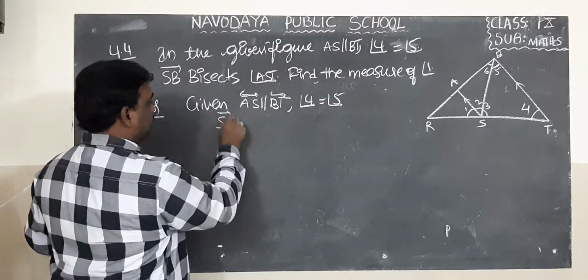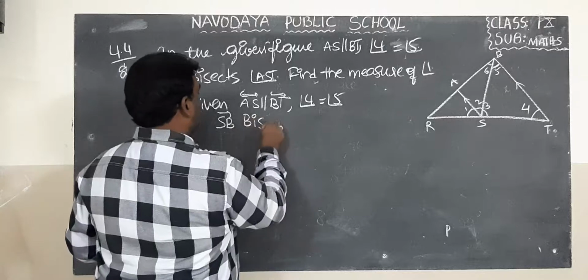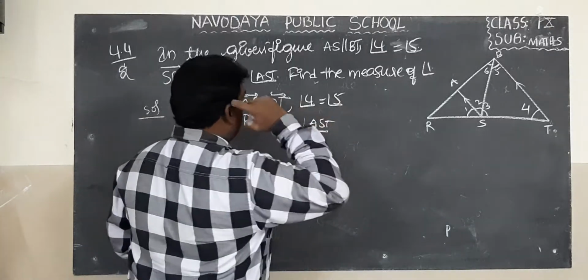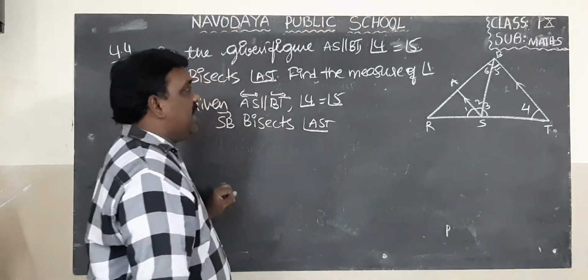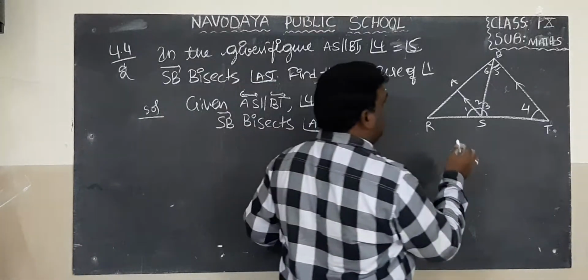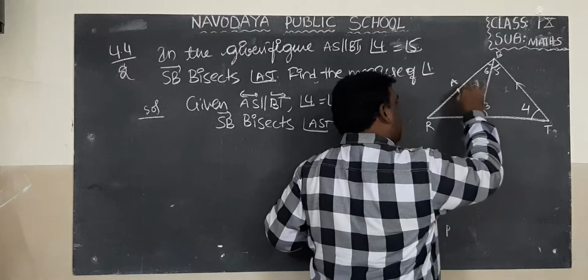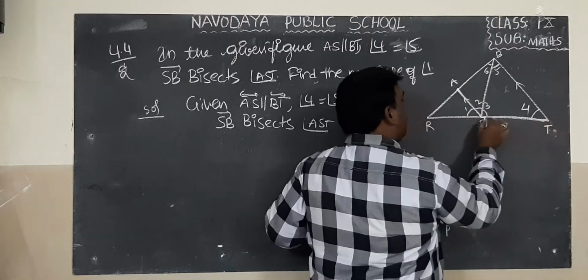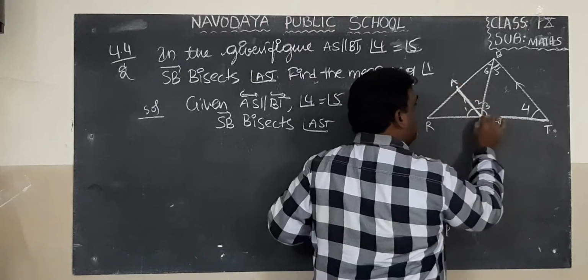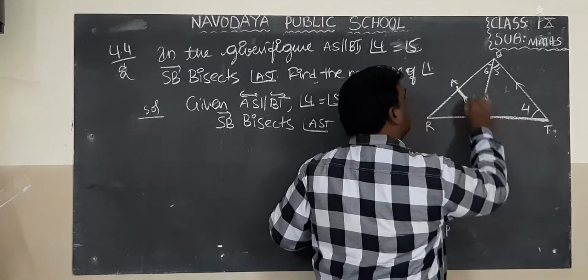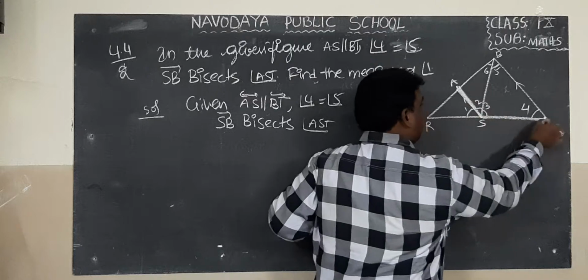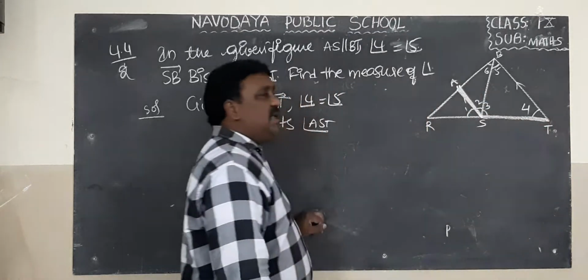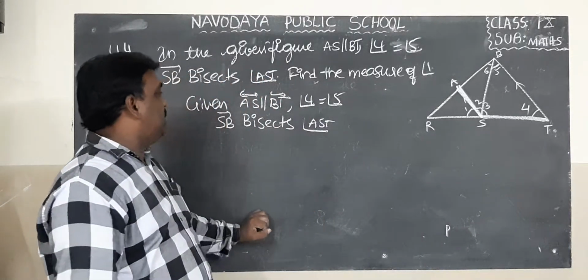SB bisects angle AST. Where is angle AST? This is AST. SB bisects angle AST. Bisects means two equal parts. This is the part, angle AST. This is the part, SB bisects angle AST.